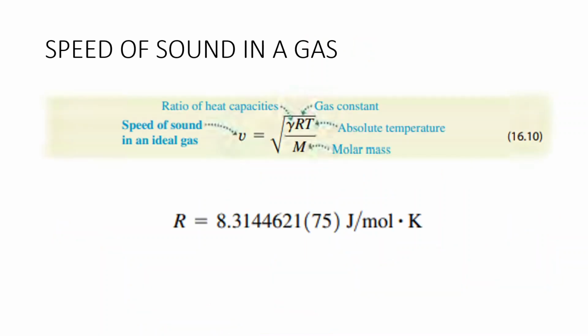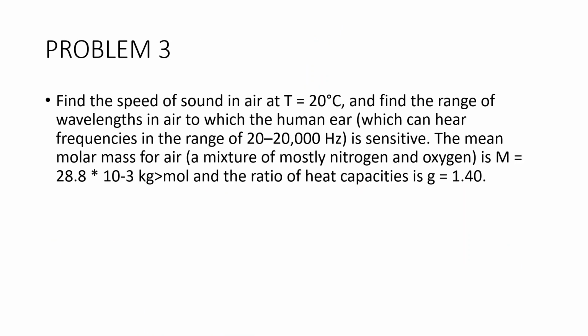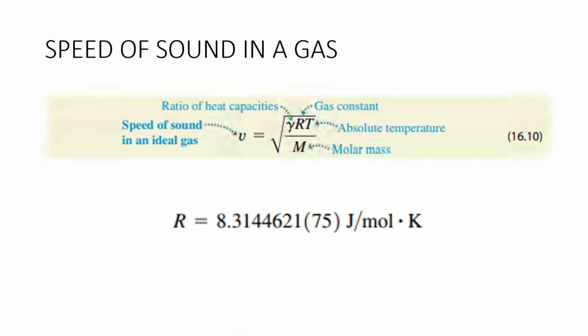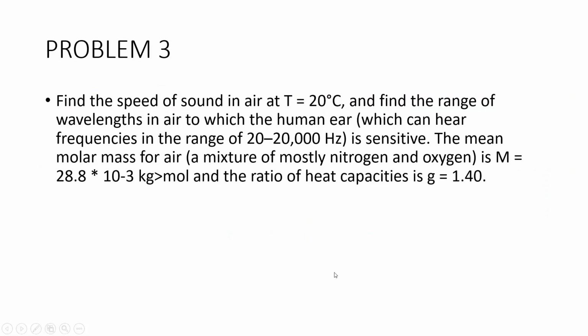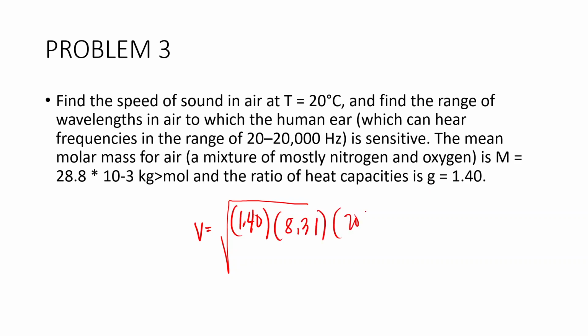So next, speed of sound in a gas. Ayan. So sabi niya dito, ang formula is square root of gamma RT over M. Find the speed of air at temperature of 20 degrees and find the range of wavelengths in air to which the human ear is sensitive. The mean molar mass for air is 28.8 times 10 raised to negative 3 and the ratio of heat capacity is gamma. So gamma is 1.4, R is 8.31, T is 20 plus 273 divided by 28.8 times 10 raised to negative 3.